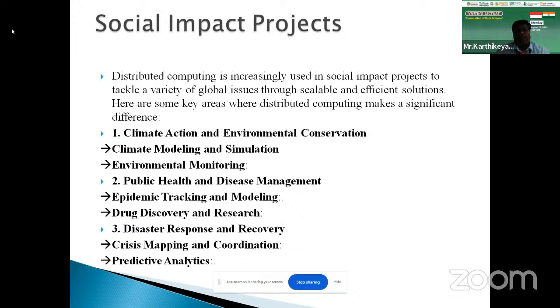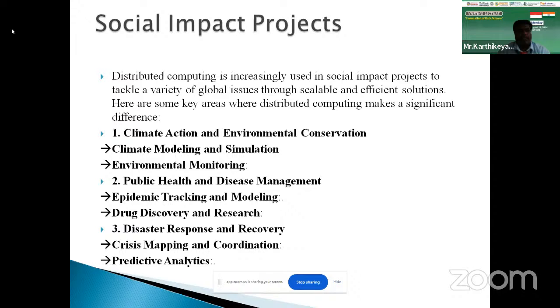And second one, public health and disease management. This public health and disease management has the following topics: epidemic tracking and modeling, and drug discovery and research. Epidemic tracking and modeling is nothing but distributed computing that helps in modeling disease spread and tracking outbreaks. Projects like the Global Epidemic and Mobility Model use distributed systems to integrate data from health reports, social media, and mobility patterns to predict and manage disease outbreaks.